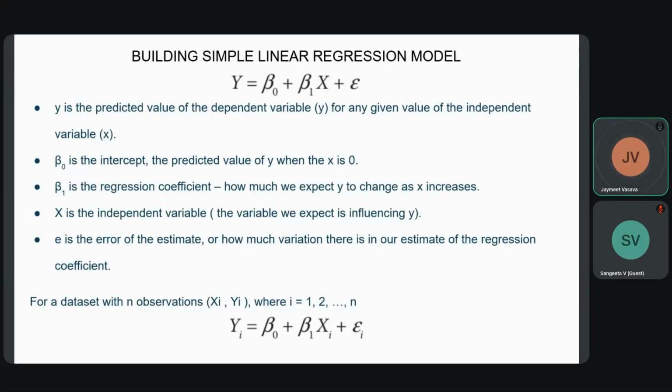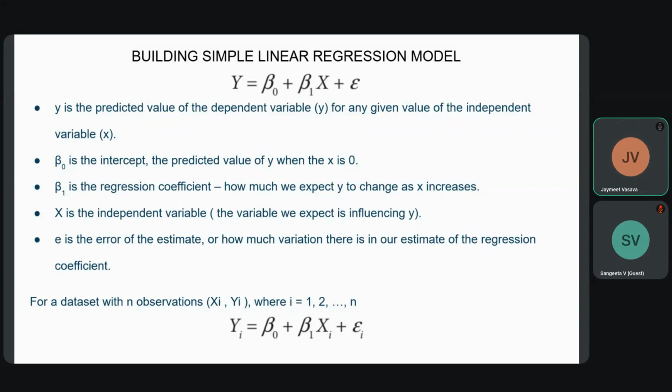So let's start building the simple linear regression model. First, we'll discuss some of the mathematics related to simple linear regression. Mathematically speaking, the relation between the independent variable x and the output y can be represented as y equals beta 0 plus beta 1 x plus epsilon.